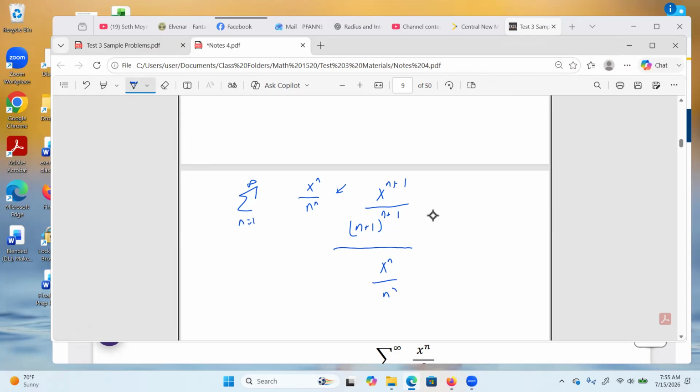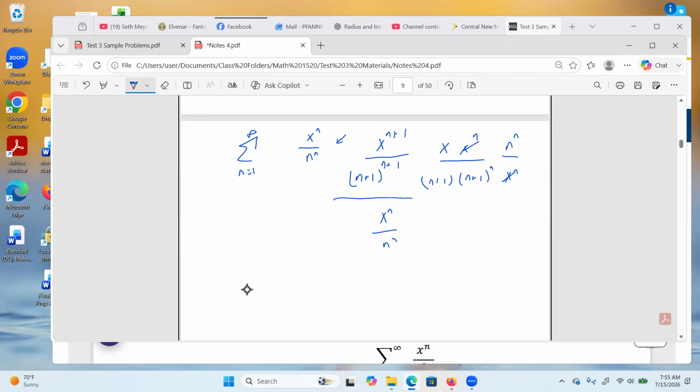Now, there is something with this we could actually deal with, but before we jump into this, some stuff is going to cancel. We have an n plus 1 raised to the n plus 1 here, and an n to the n and an x to the n here. A lot of stuff is going to cancel out, which is kind of nice. But we end up with 1 over x to the n, 1 over n plus 1, and then an n over n plus 1 raised to the nth power, which isn't going to help us too much.